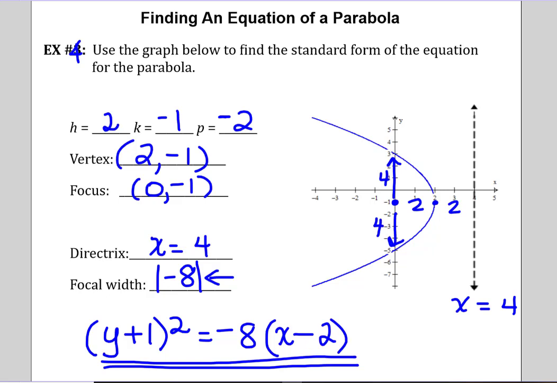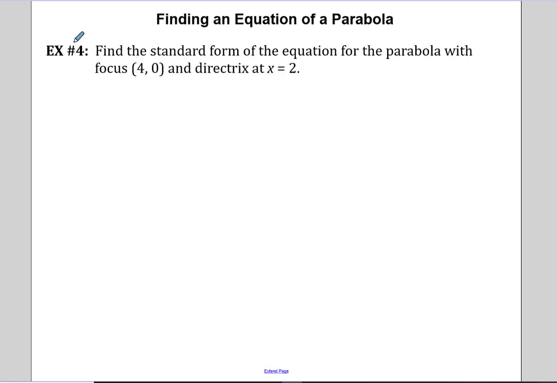In example 5, I misnumbered all the way across. Okay, in example 5, we want to find the standard form of the equation for a parabola whose focus is at 4, 0, and whose directrix is at 2. So 1, 2, 3, 4. So our focus is here, that's the focus, and the directrix is at 2.